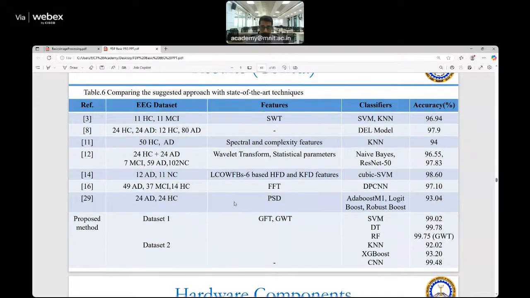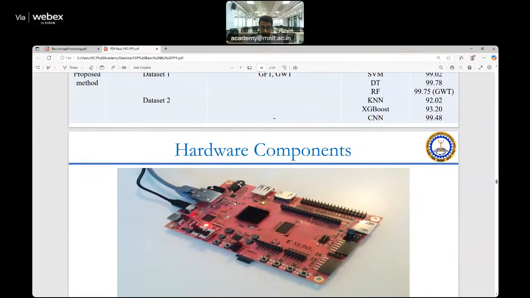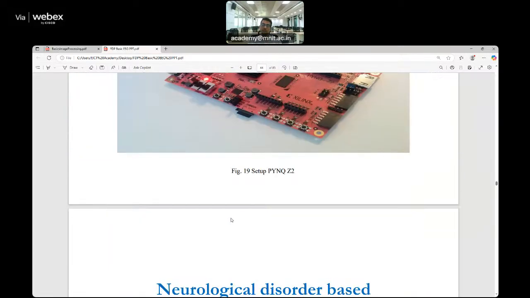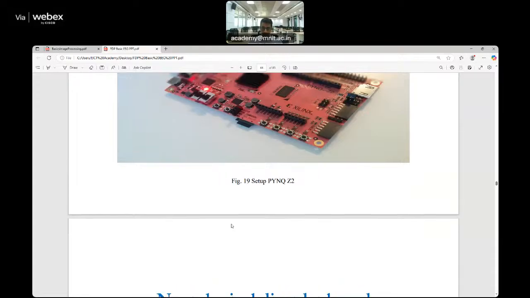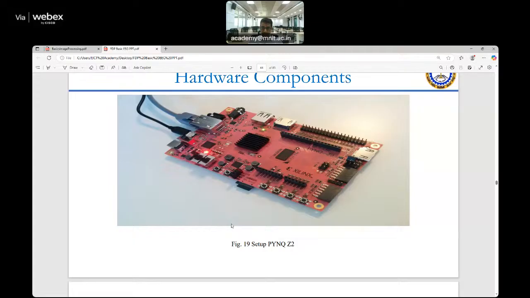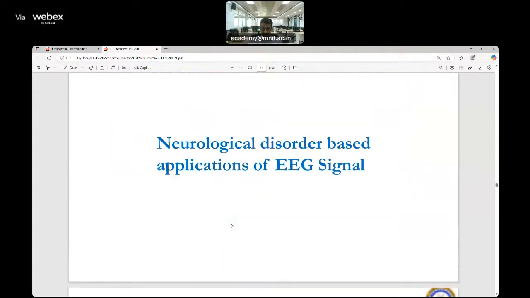Now come to the hardware components. In the hardware, we try to run this on an FPGA processor. When we run it, we want to measure the actual performance on the limited hardware, how it is going to work. So that has been initially taught.